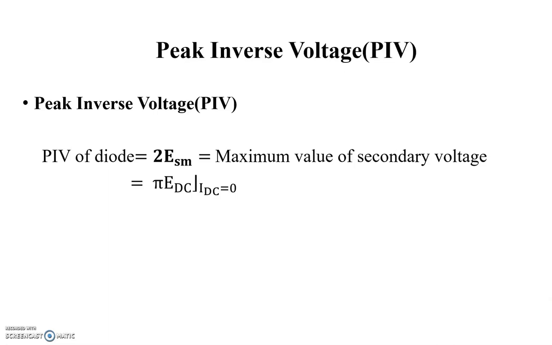It is the peak voltage across the diode in the reverse biased condition. Here the full wave rectifier has two diodes in the reverse biased condition, so the PIV of the diode is 2 into Esm. This is called the PIV rating of the diode. So the diode must be selected based on this PIV rating and the circuit specifications. The PIV should be greater than or equal to 2 Esm.